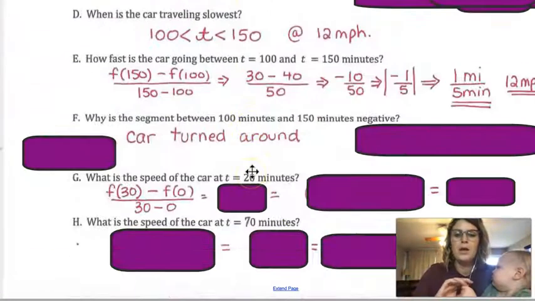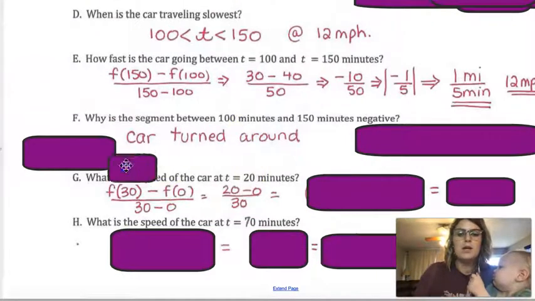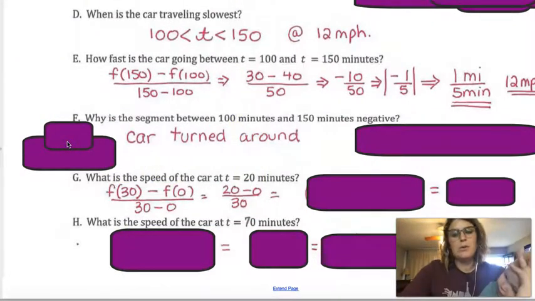So 20 lies in that category from 0 to 30. So those are the intervals that we're going to use. So we have 20 minus 0 over 30.